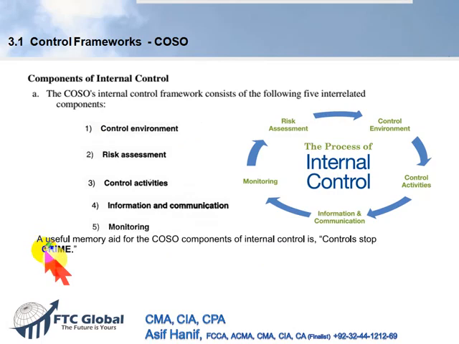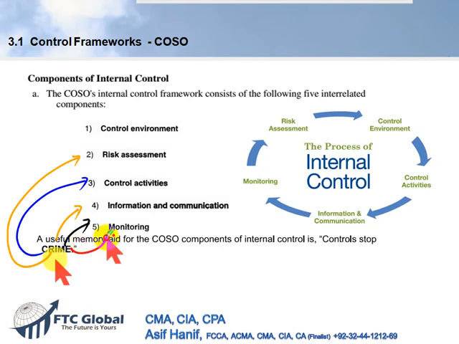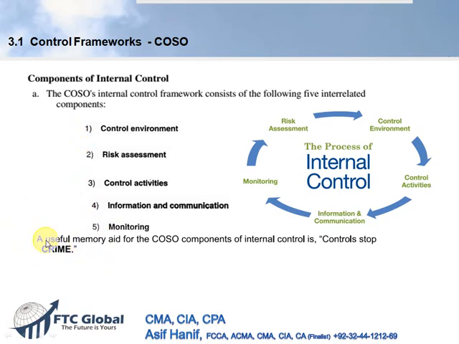refers to the control activities. The letter R refers to risk management. The letter I refers to information technology. The letter M refers to monitoring. And then finally, E refers to the control environment. So it is easily memorable using the word CRIME. So these are the 5 interrelated components: control environment, risk assessment, control activities, information and communication, and monitoring. They will be discussed in much more detail in the coming slides.